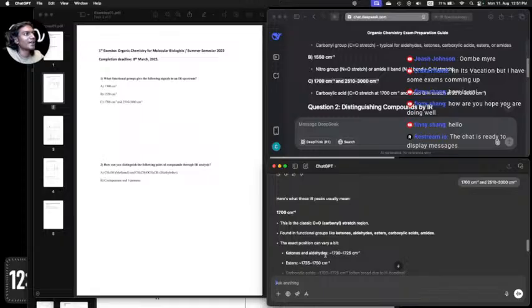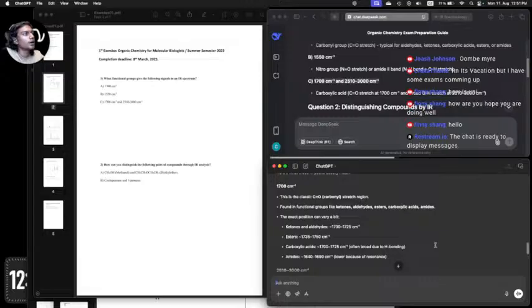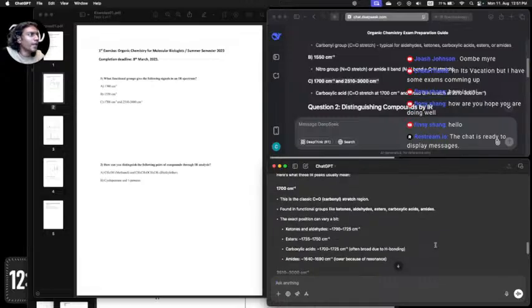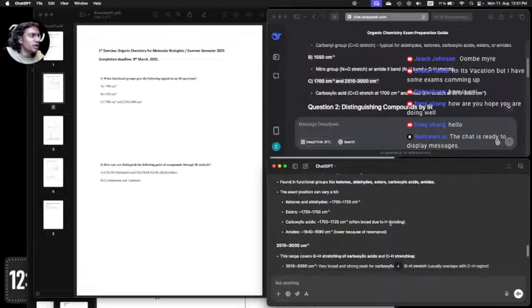1,700. This is a classic carbon to oxygen stretch region found in functional groups like ketones, aldehydes, esters, carboxylic acid, amides. The exact position can vary a bit. Ketones and aldehydes 1700 to 1725. So classic carbonyl stretch region. This range covers alcohol stretching of carboxylic acid.